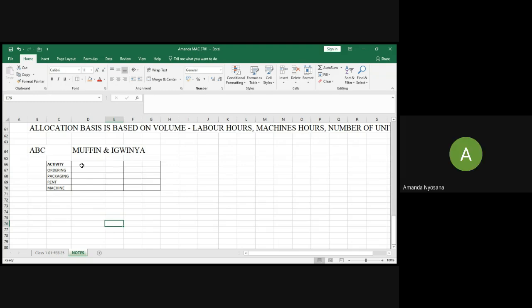So remember, when you are ordering, you will get your cost. Maybe you ordered for 10,000. The bakers, you pay them 15,000. Rent is 5,000, and then just to service the oven, it's 2,000. So these will be your total overheads that you'll have to allocate to those two products. Are you with me?